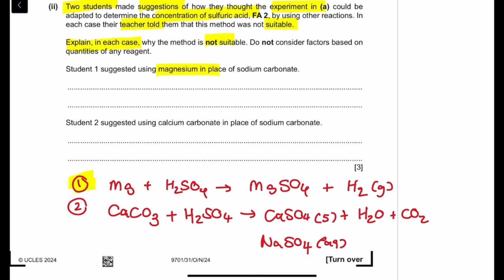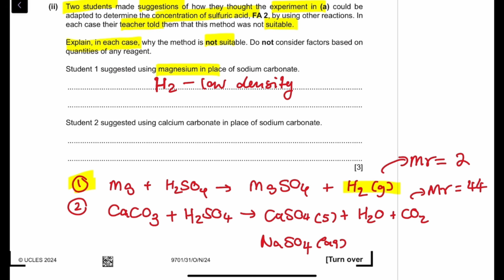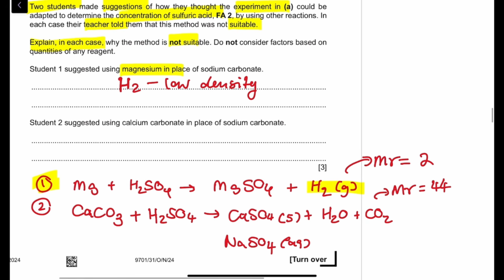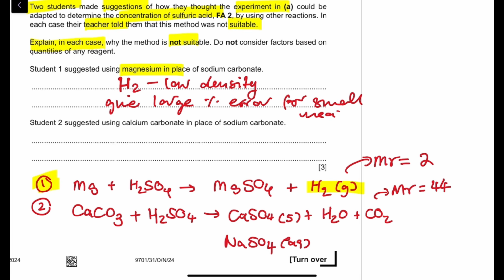Student 1 suggested using magnesium instead of sodium carbonate. So if we look at the reaction between magnesium and sulfuric acid, we will end up with hydrogen gas. Hydrogen gas has an Mr of approximately 2, while CO2 gas has an Mr of 44. This means that hydrogen is actually very low density because it has a lower Mr. Now what this means is there's going to be a higher percentage error for small measurements. And let me explain how.